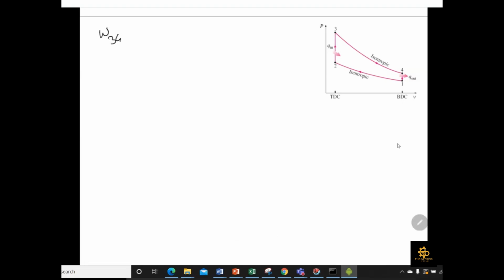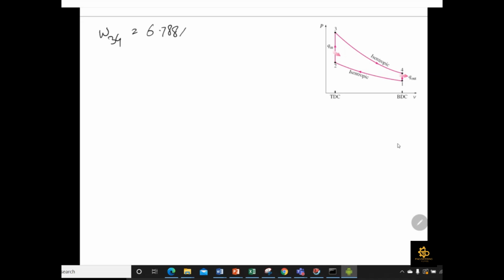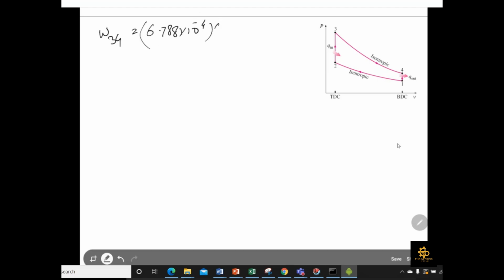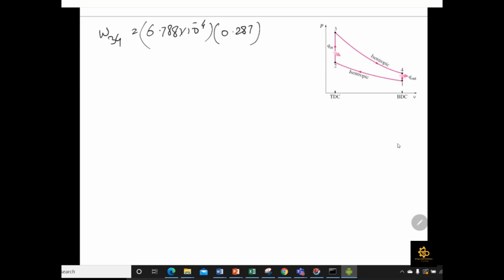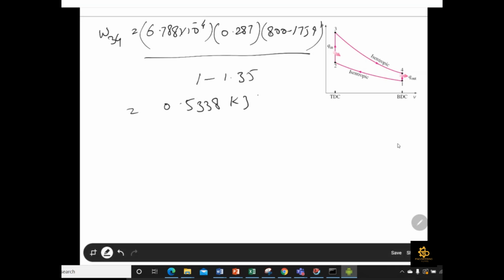Okay, so now W34 is equal to, the m value is 6.788 into 10 raised to power minus 4. The R value is 0.287. T4 value is 800 from your problem statement. T3 value we just found out, 1759, and 1 minus 1.35 in your denominator, and by just solving you will get 0.5338 kilojoule of your W34. So this is your boundary work for your polytropic expansion process.